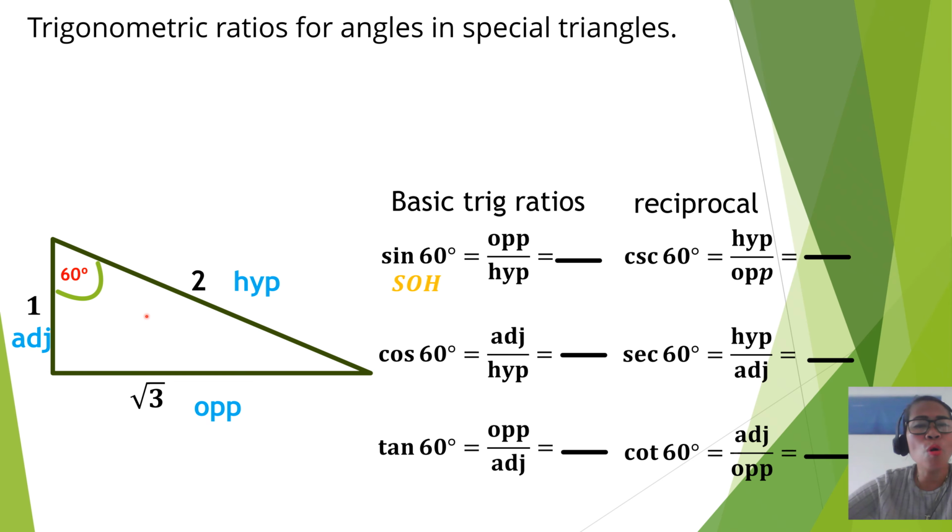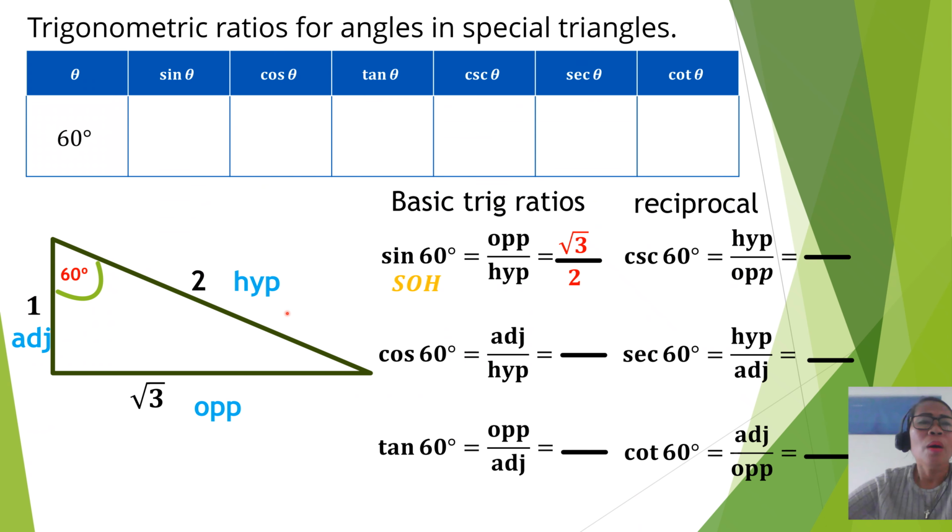So what is opposite to 60? It's square root of 3. And what is the hypotenuse? It is 2. And then we have to have it on the table: square root of 3 over 2. Sine of 60, we have square root of 3 over 2.